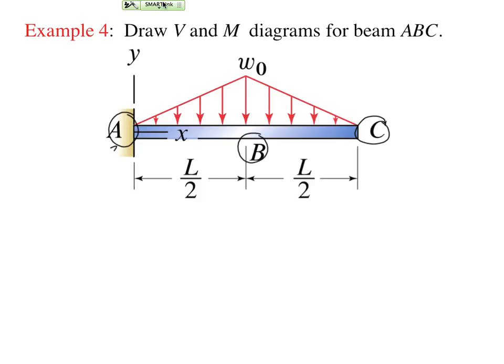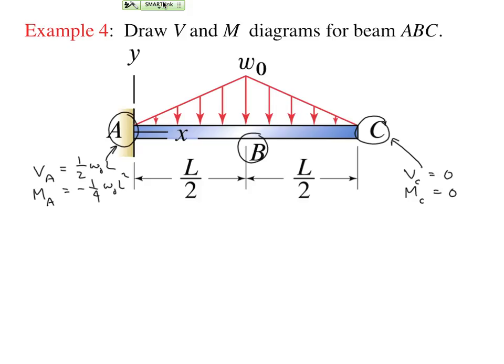A is straightforward. We know the reactions there, FA and MA, so we know that VA is going to be equal to plus FA, or 1/2 W0L, and we know that the bending moment at A is going to be minus the reaction at A, or minus 1/4 W0L squared. C is also straightforward because it's a free end. There's nothing happening out here, so we know that V at C is 0, and we know that the bending moment at C is 0.